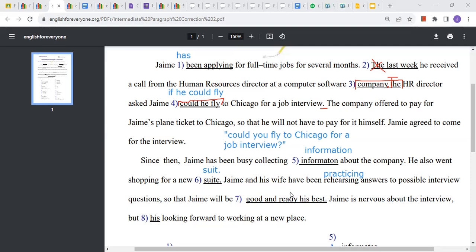Jamie and his wife have been rehearsing, or rather practicing, answers to possible interview questions so that Jamie will be good and ready his best. Good and ready his best doesn't quite make sense. We could say "will be ready" by itself, or even "good and ready" and end there, but because we added "his best," the whole sentence became wrong. I'm looking to replace those words with a single word.